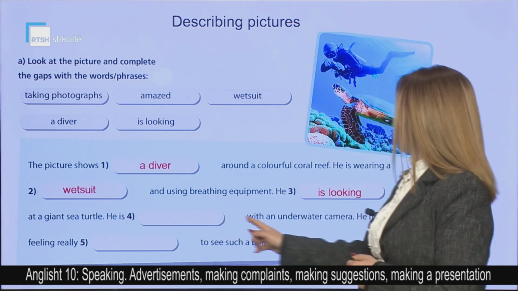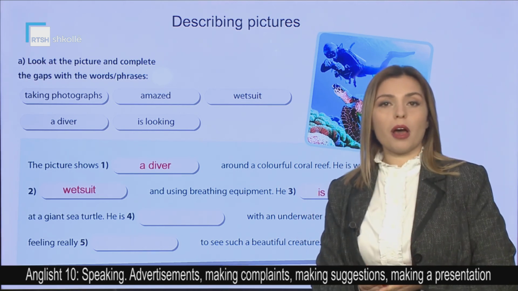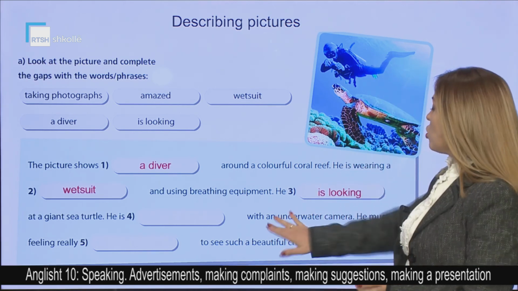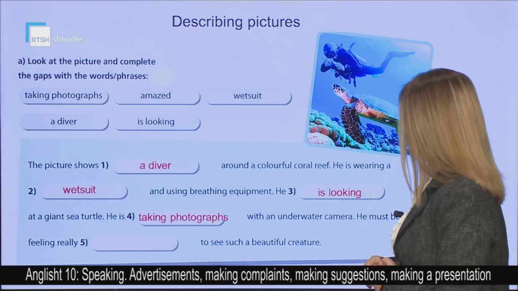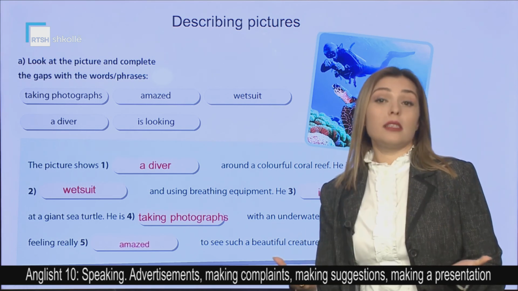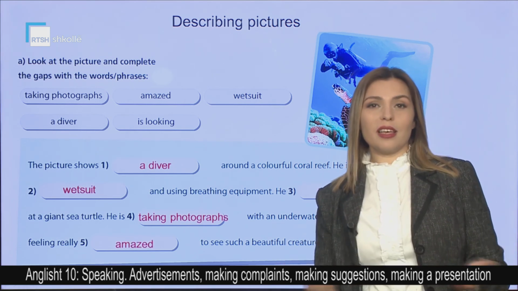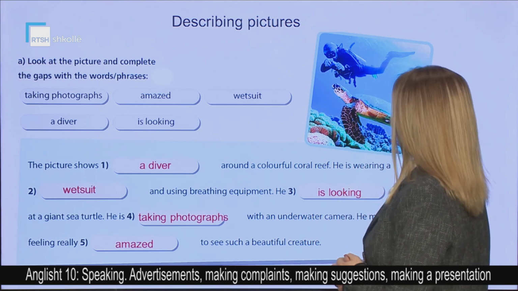He is with an underwater camera. What do you do with the camera? Of course, you take pictures. So he is taking some pictures with the underwater camera, and in the end, he must be feeling really amazed about what he is seeing and what he is doing underwater.